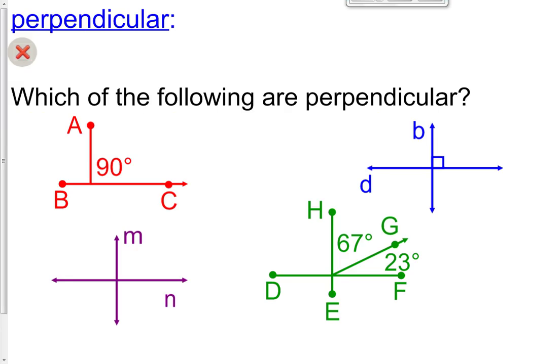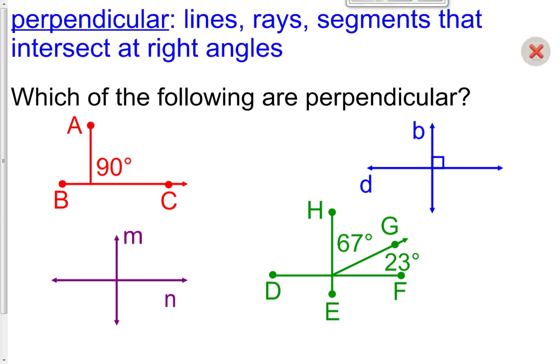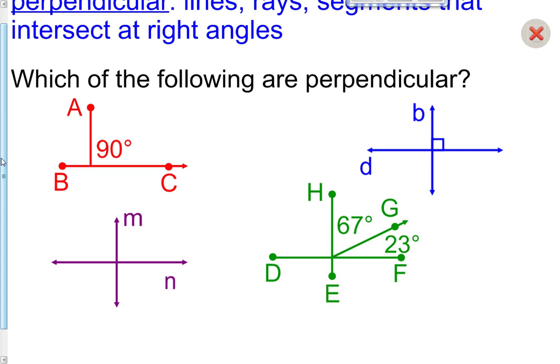Perpendicular. You've maybe heard this term before in algebra. Perpendicular are lines, rays, or segments that intersect at right angles, so 90-degree angles. Looking at our diagrams here, which of the following are perpendicular? Well, if I call this intersection point D, AD, this segment, intersects ray BC, and it tells us right here that the angle is 90 degrees. So they intersect at right angles, so we would say AD, that segment, is perpendicular, with that upside down T meaning perpendicular, to ray BC.